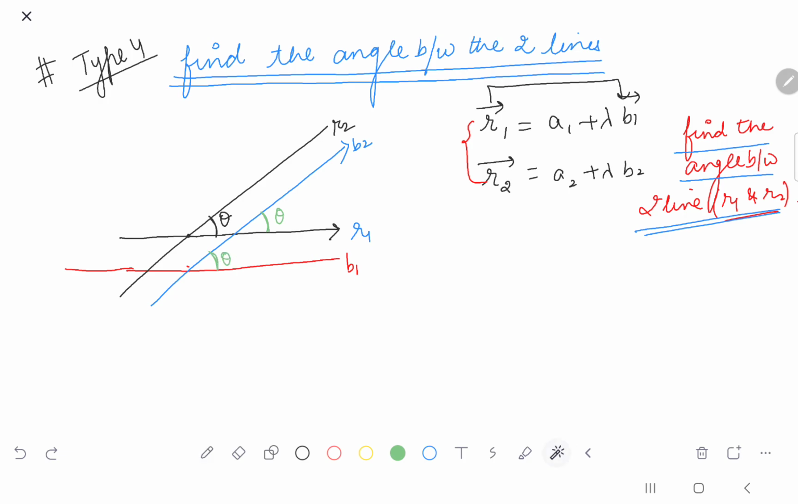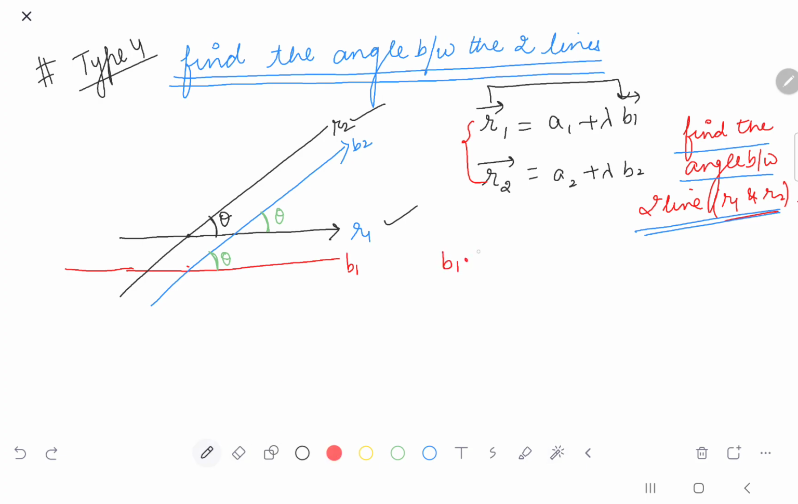Because if they're parallel, R1 is parallel to B1, so B2 acts as a transversal. And R2 is parallel to B2, so R1 acts as a transversal. So what can I say? I do not know the exact equations of R1 and R2, but I'm sure that whatever the angle is between R1 and R2 is the same angle between B1 and B2.